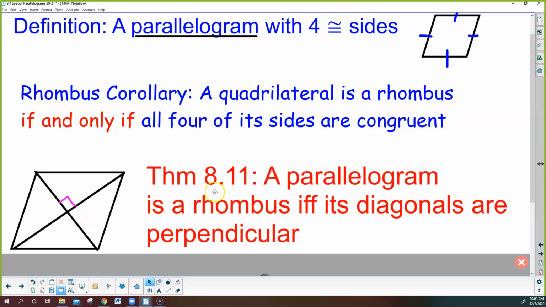So theorem 8.11, a parallelogram is a rhombus if and only if its diagonals are perpendicular. Right? So if you know that you have perpendicular diagonals, then it's a rhombus. It has to be a parallelogram. And if a parallelogram has perpendicular diagonals, then it's a rhombus, and vice versa.